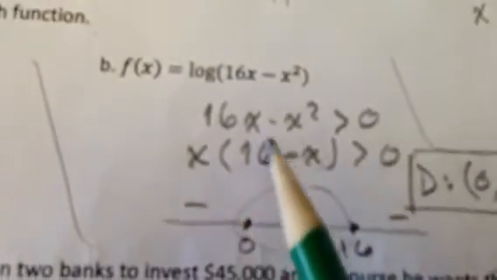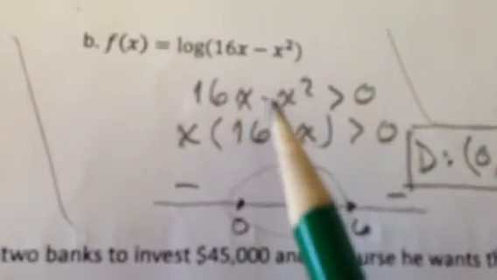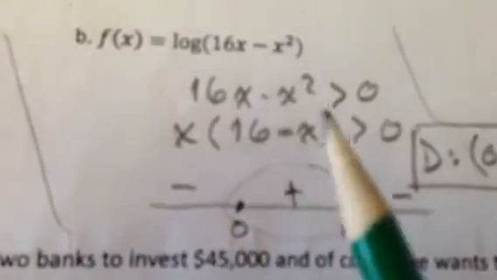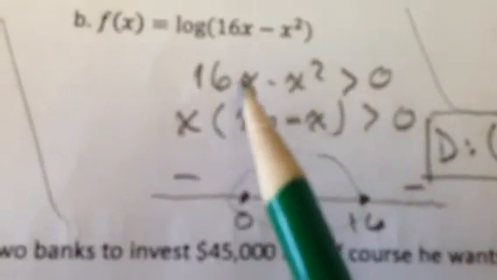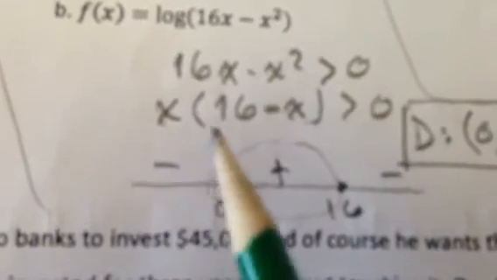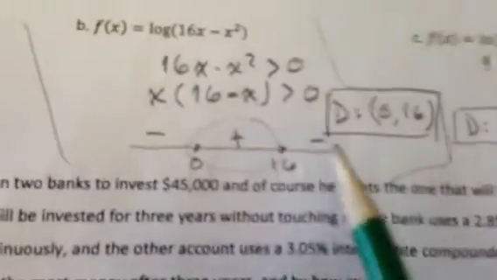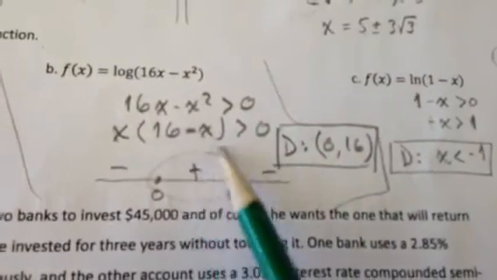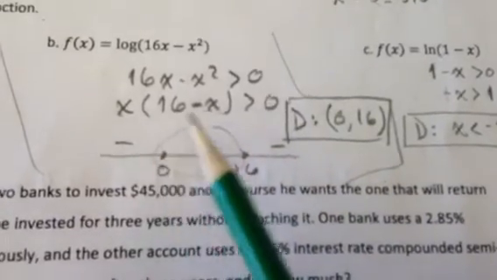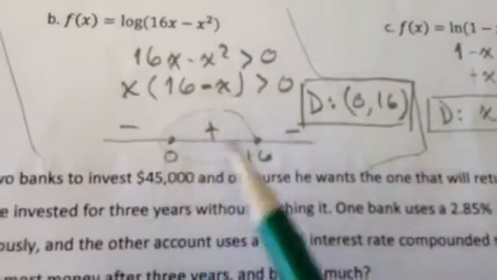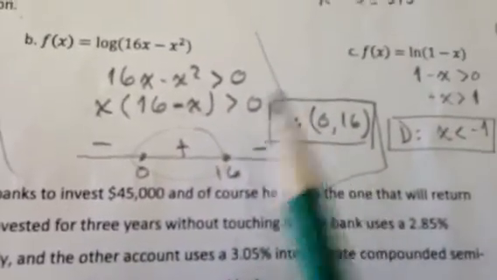Let's look at part B. Part B is a little bit harder because this argument is a nonlinear expression: 16x minus x squared. Well, if I factor that out, by seeing that x is common to both terms, I get x times 16 minus x is greater than 0. So the solution, or the domain of this, is the numbers that make this thing true. Those happen between 0 and 16. We'll get a positive product when I use a number between 0 and 16 in these two factors. So our domain is 0 to 16.